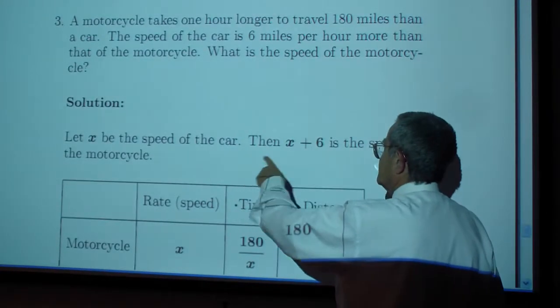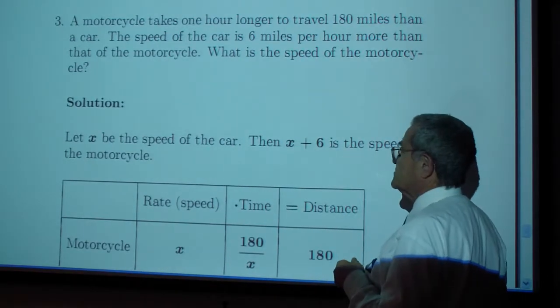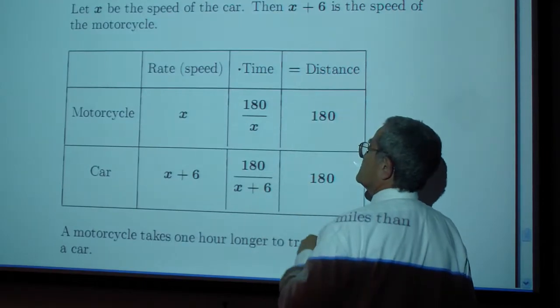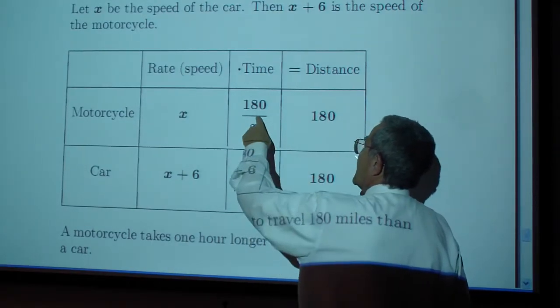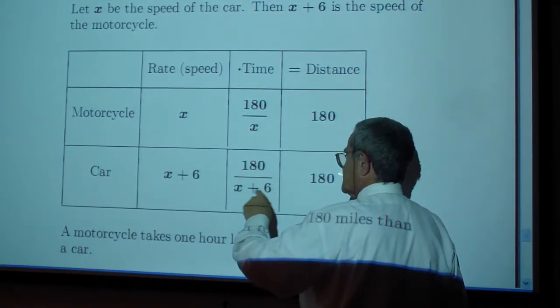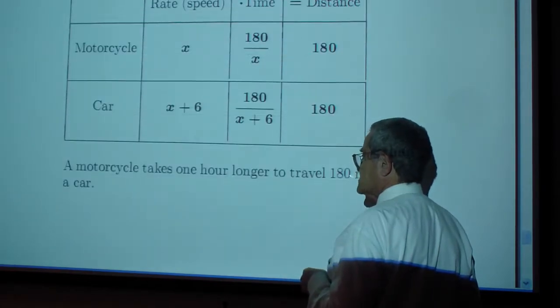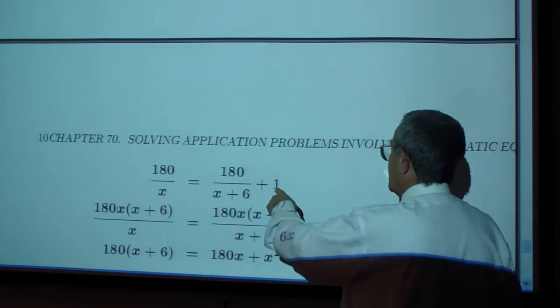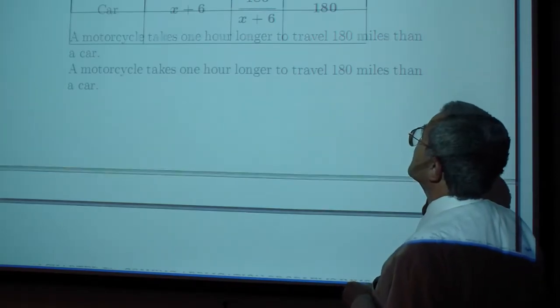Let x be the speed of the car, x plus 6 the speed of the motorcycle. Then the distance is 180 miles. The time is 180 over x, 180 over x plus 6. And one takes 5 hours more, or 1 hour more than the other one.